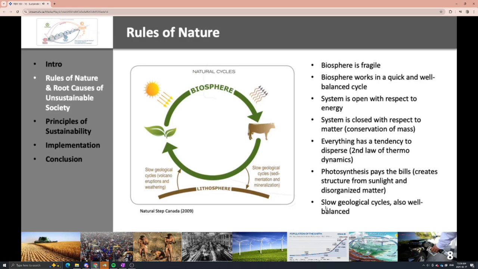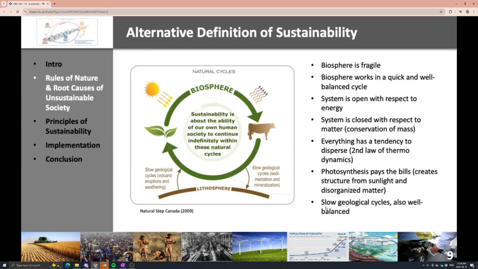All of these system science facts should be familiar to you from the videos and from the beginning of term, but it's good to talk about these cycles again because they represent the fundamental constraints of the ecosystem within which we live. In other words, they are simply the rules of nature that we have to work within. Now, based on these rules, Karl Hendrik Robert came up with an alternative definition of sustainability. According to Robert, sustainability is about the ability of our own human society of continuing indefinitely within these natural cycles.